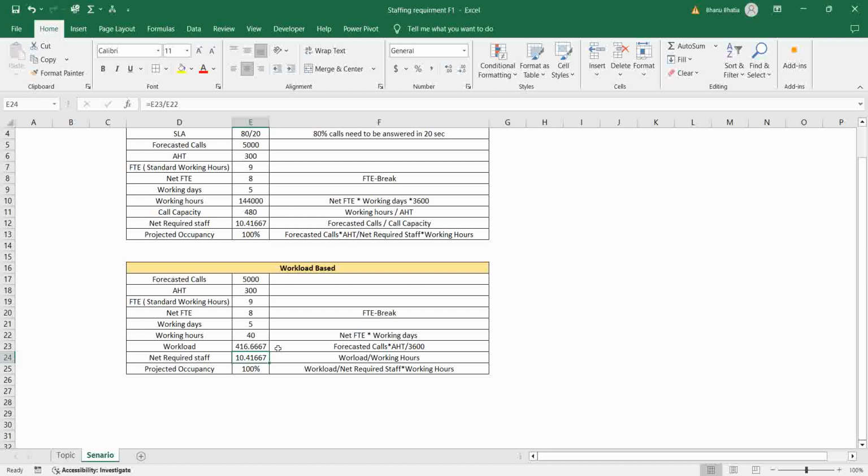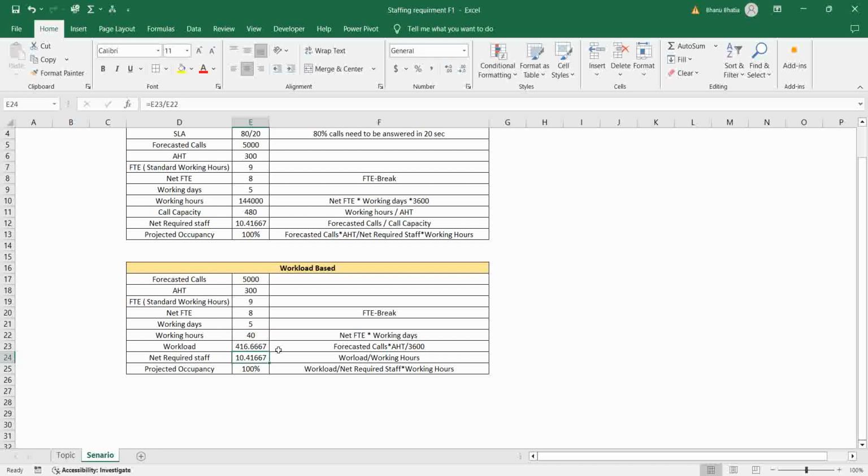And for net required staff, I have divided my workload with my working hours. So here workload is what? Workload is the number of hours of work coming, how long our work will take. And working hours is that my agent has 40 hours in a week. So I have divided this to calculate my net required staff.